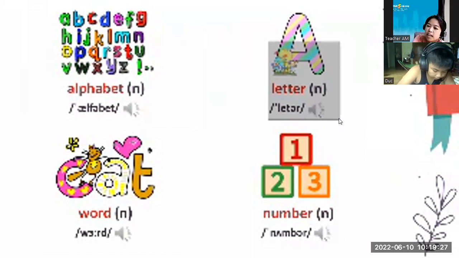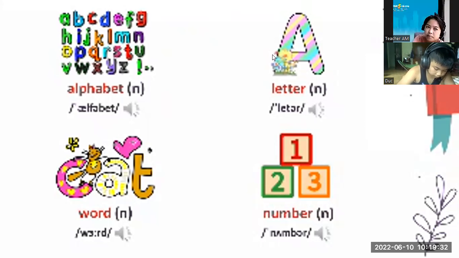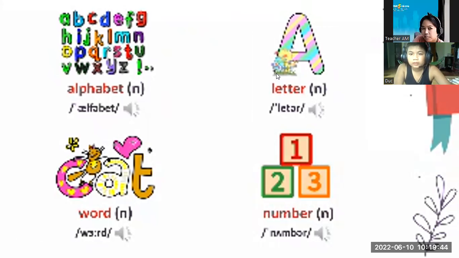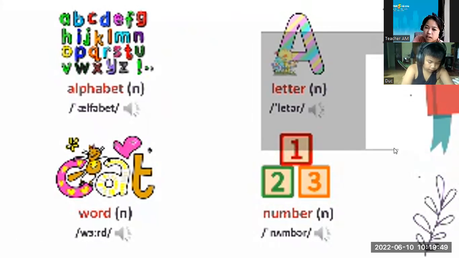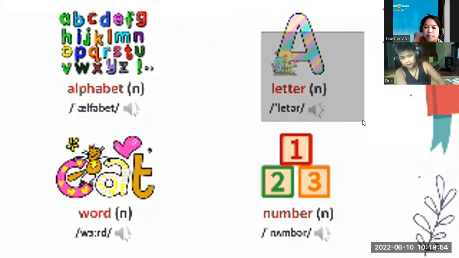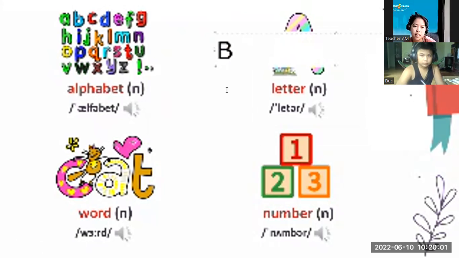Okay, so now I want you to give me another letter. An example for letter. Can you please give me another letter? Aside from letter A, which is given, what other letter can you give to teacher as an example? What letter? Give another example for letter. Okay, this is letter B. Another example is letter B.